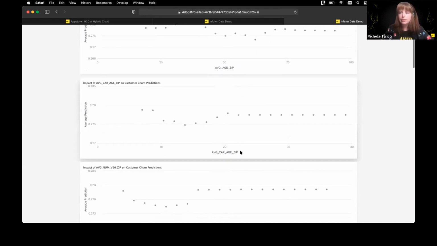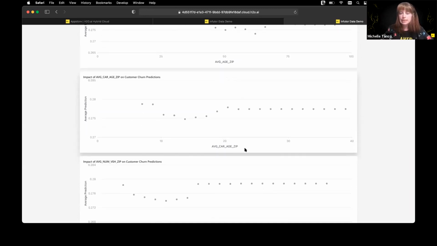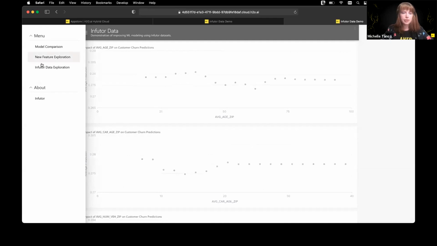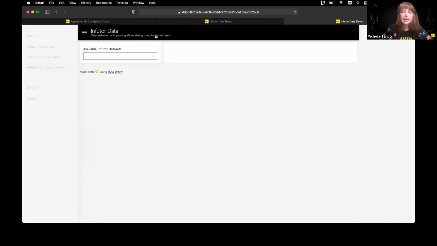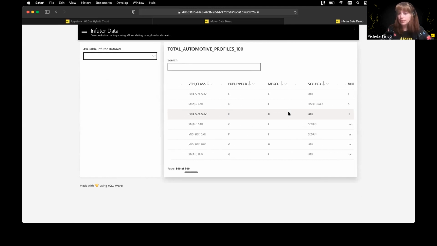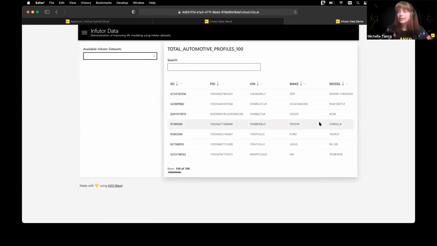What we can find here are new features that we maybe wouldn't have thought of on our own. For example, the age of a car in a zip code had an impact on if our customers were likely to churn or not. And this could help us with demographic information from the area. We can also, in this application, go to the Infutor data exploration, and you can look at the 4 data sets from Infutor that we used in this model. So there's information about automotive profiles, customer insights, property profiles, and demographic information. There's no private information here, so those will be null columns, but it can give you an idea of what type of data comes with Infutor and how you could join this to your own models to improve your accuracy.